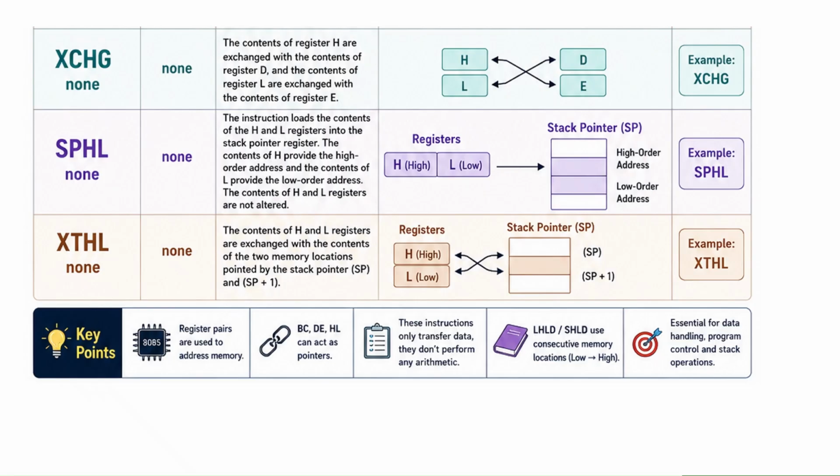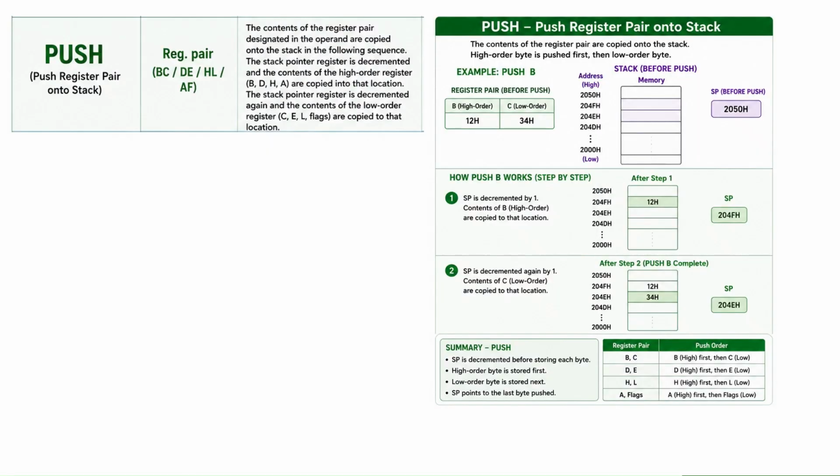The next stack operation is the push instruction. The content of the register pair designated in the operand is copied onto the stack in the following sequence. The stack pointer register is decremented and the content of the higher order register B, D, H or A is copied into that location. The stack pointer register is decremented again and the content of the lower order register, which is C, E, L or flags, is copied into that location.